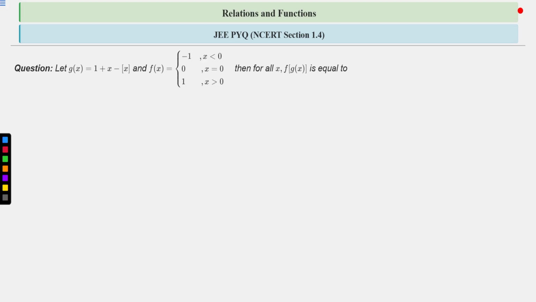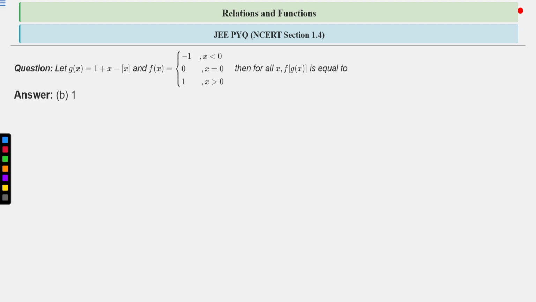The question is, let g(x) equal to 1 plus x minus greatest integer function of x, and f(x) equal to minus 1 when x is less than 0, it is equal to 0 when x is equal to 0, and 1 when x is greater than 0, right? Then for all x, f of g(x) will be equal to what? So option B, 1 will be correct. f of g(x) will be equal to 1.